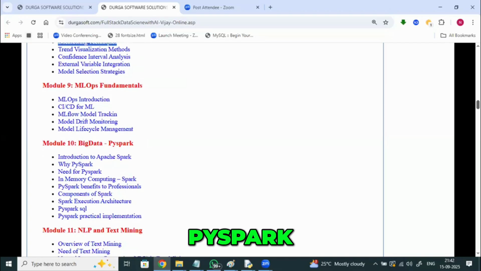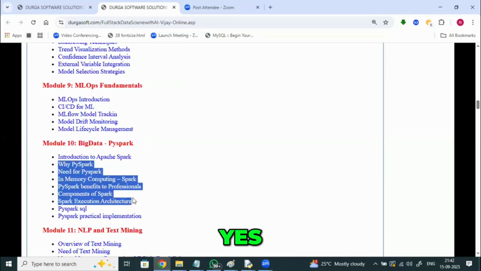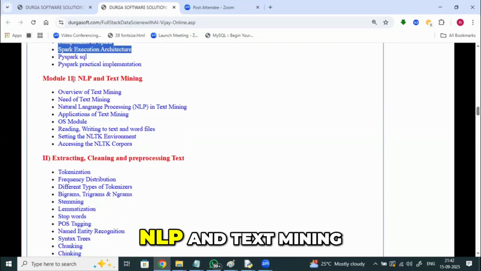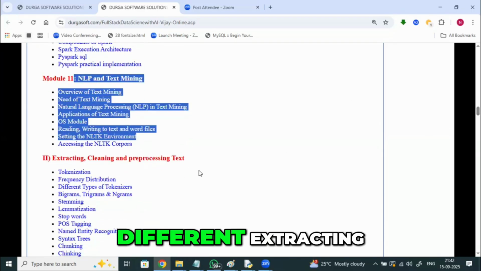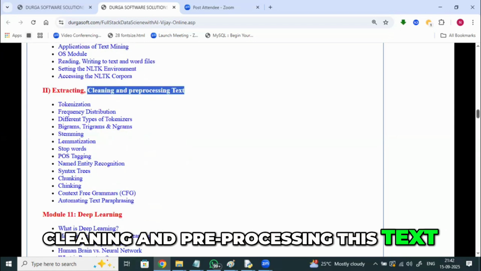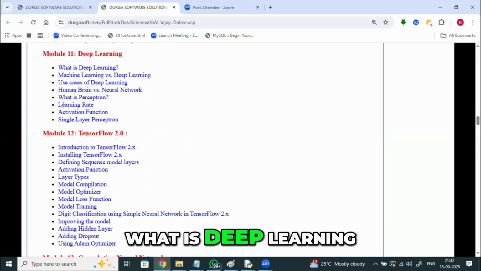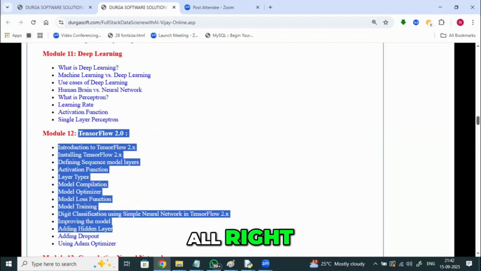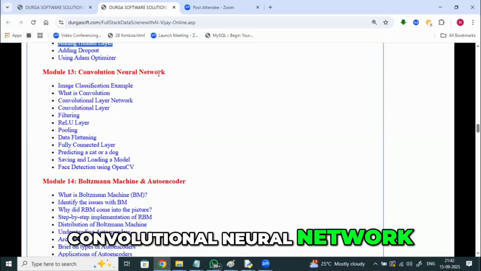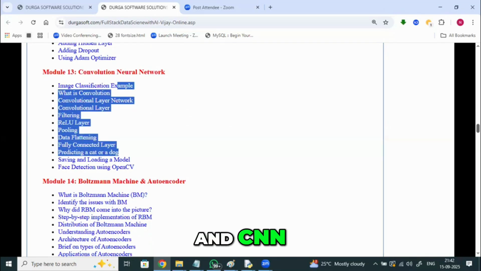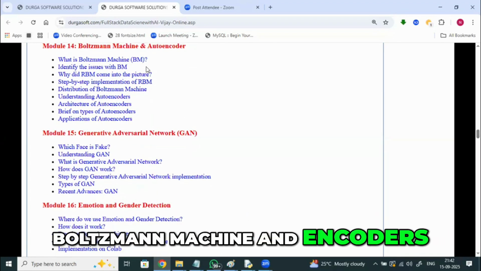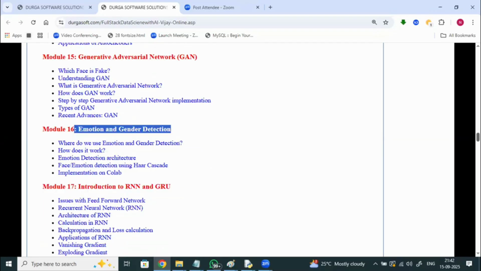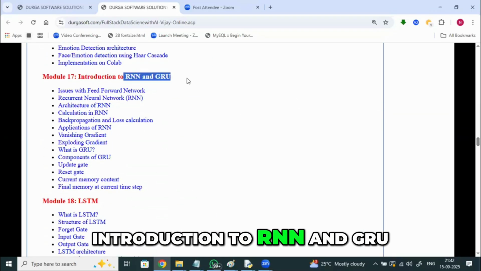And also big data, PySpark. This is Spark, PySpark, right? Yes. Spark execution architecture, DataFrames, NLP and text mining, and extracting, cleaning, and preprocessing text. Deep learning: what is deep learning? What is perceptron, activation function, mainly TensorFlow, right? Convolutional neural network. I said ANN and CNN, right? Artificial neural network, Boltzmann machine, encoders, GAN, emotion and gender detection. Yes. Introduction to RNN and GRU, right?